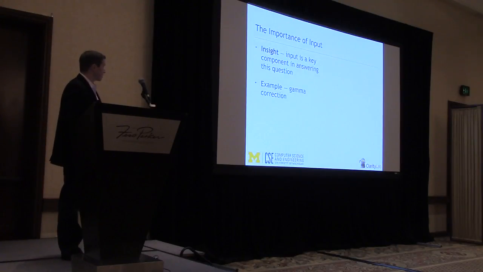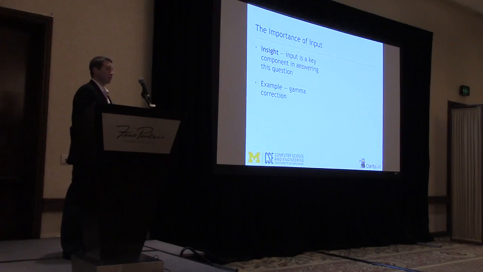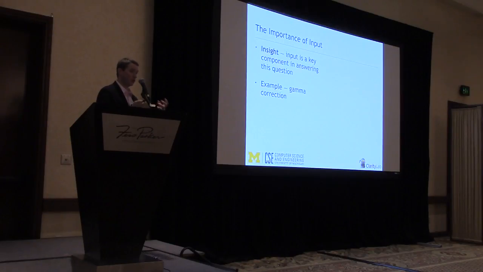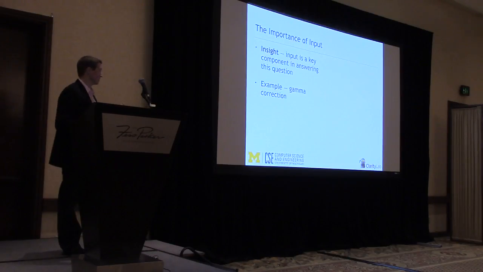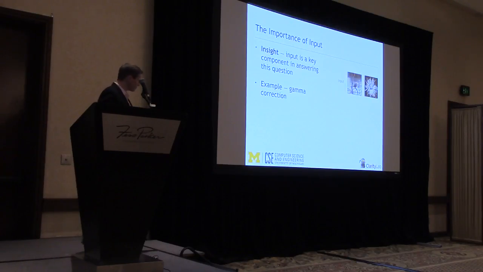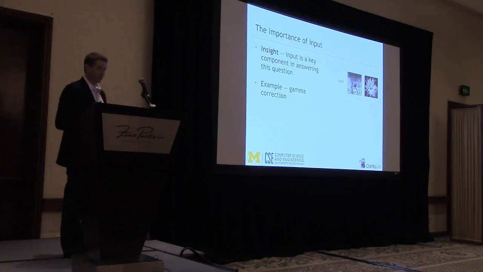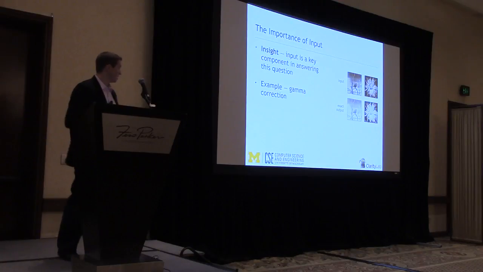To sort of drive this home, I'm going to go through an example where we think about a gamma correction application. This is an image processing application where the idea is that you want to adjust the brightness of the image to make it more consumable, easier for humans to pick out detail within the image. So if we think about a couple of inputs to a gamma correction, we have these two inputs. We have a bird on the left and a flower on the right.